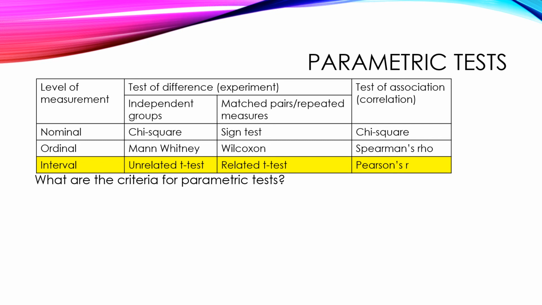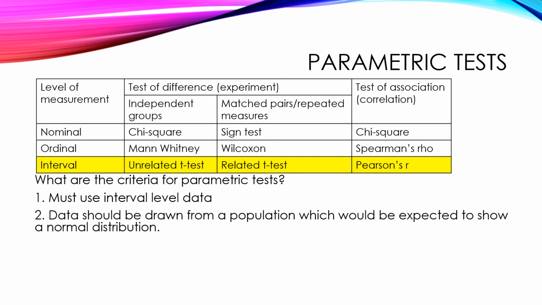Now these parametric tests are seen as the most robust and sort of the strictest type of test you can have. And the criteria is that there must be interval level data. The data should be drawn from a population which would be expected to show a normal distribution. So that's your bell-shaped curve. It looks the same as what an IQ normal distribution would look like. That is how the data from a population should fit.